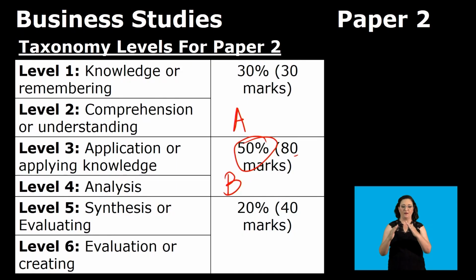Then level 5 and level 6. Level 5 is synthesis or evaluating. This is now a higher order. And then you've got evaluation or creating. This is mostly in your essay. Section C, don't forget, essay.